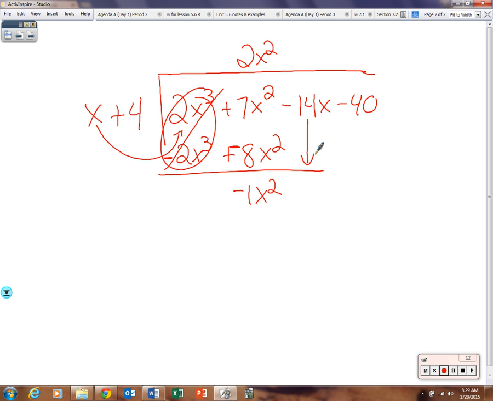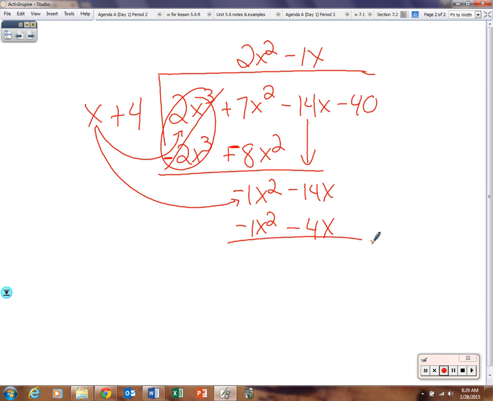Bring down the next term, negative 14x. Again, x goes into negative x squared. Think about what we'd multiply to get that. That would simply be negative 1x. Again, write that above the negative 14x. Multiply that, so then we'd have negative 1x squared minus 4x. But again, we're going to subtract. When we subtract, remember you're changing the sign. So this is going to become a minus a negative, that's going to become a plus. And also here, that minus a negative would become a plus. These cancel, and we're left with negative 10x.